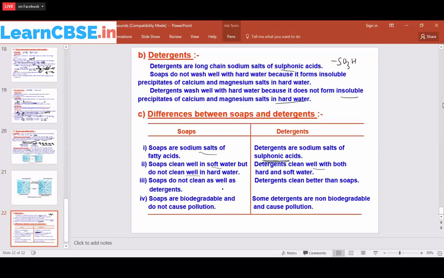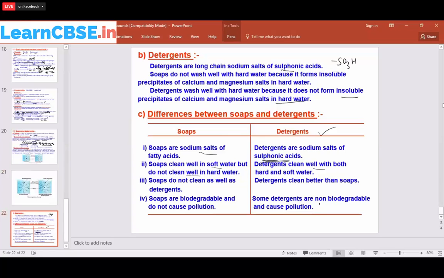Soaps do not clean as well as the detergents; the detergents clean better than the soaps. So the detergents are very good compared to the soaps. Soaps are biodegradable and do not cause pollution. But the detergents have a disadvantage over here.